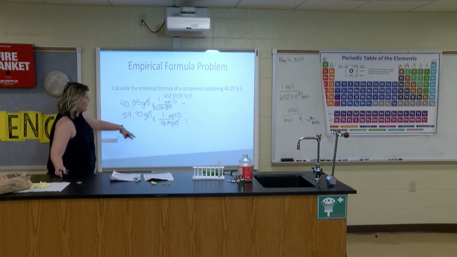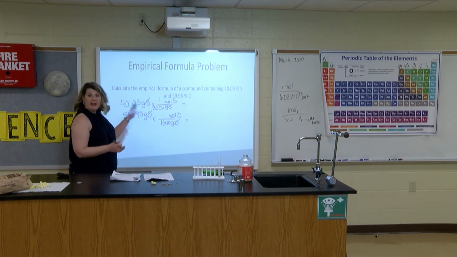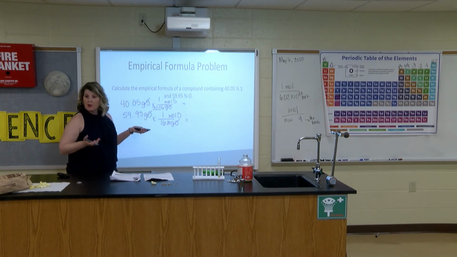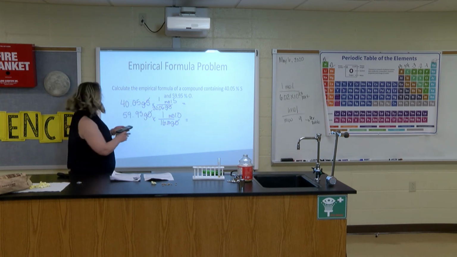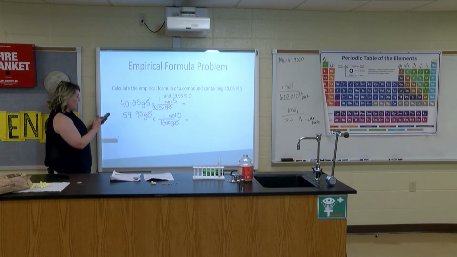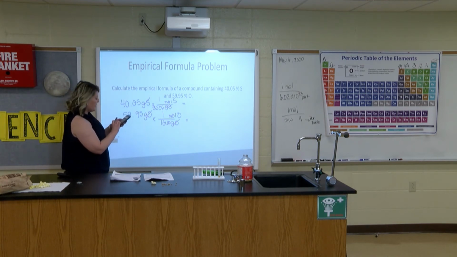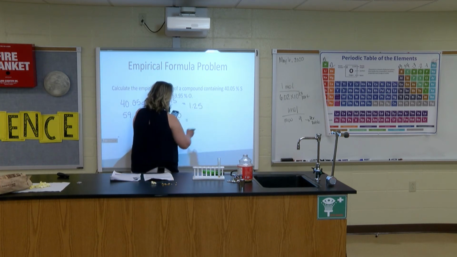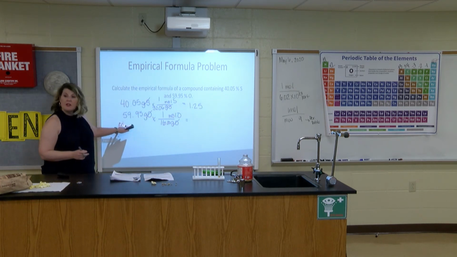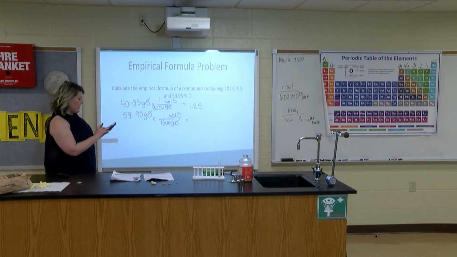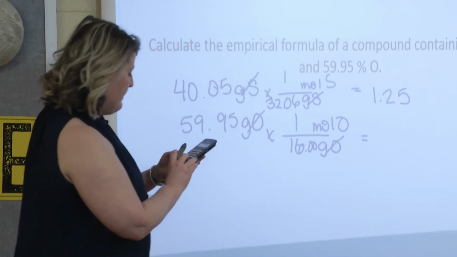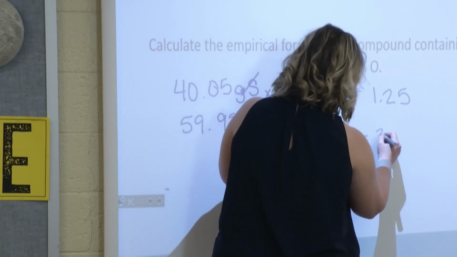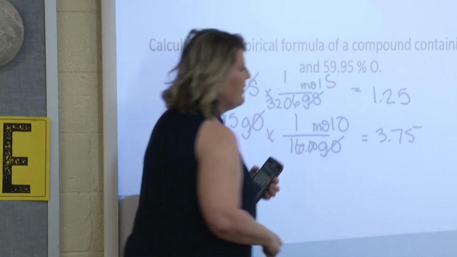So we're on step number 3. So I'm going to plug this in my calculator. Don't forget if it's on the top, you multiply, and if it's on the bottom, you divide. So I'm going to say 40.05 divided by 32.06, and that's going to give me 1.25. I'm going to do the same thing for the bottom. I'm going to say 59.95 divided by 16, and that's going to give me 3.75.